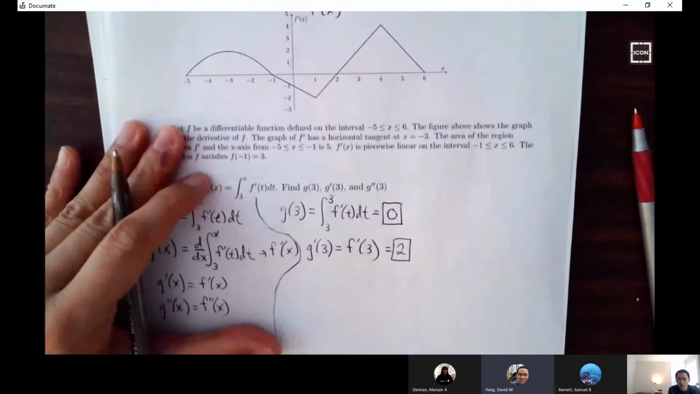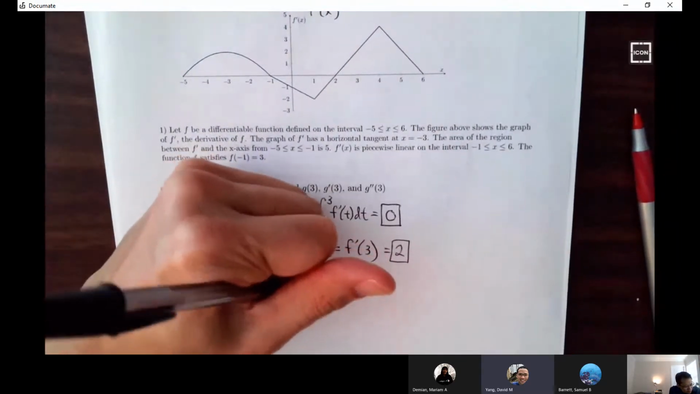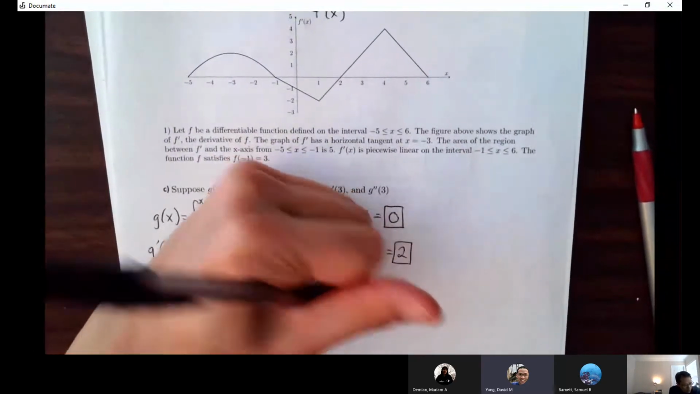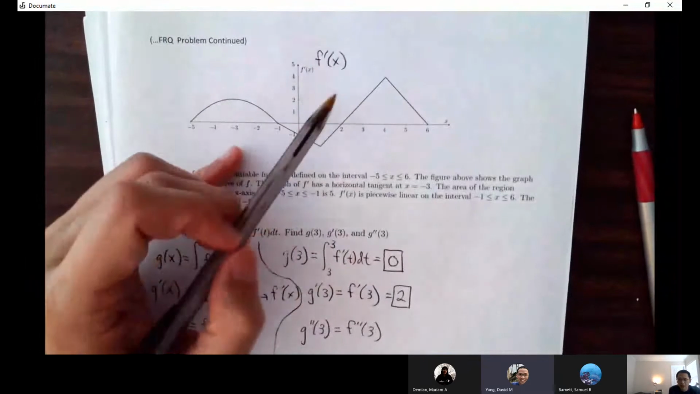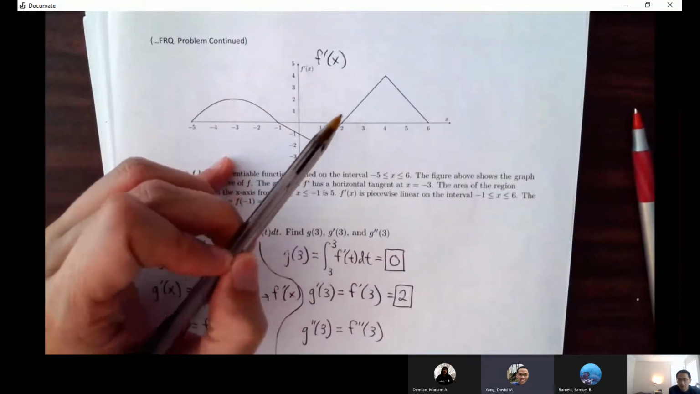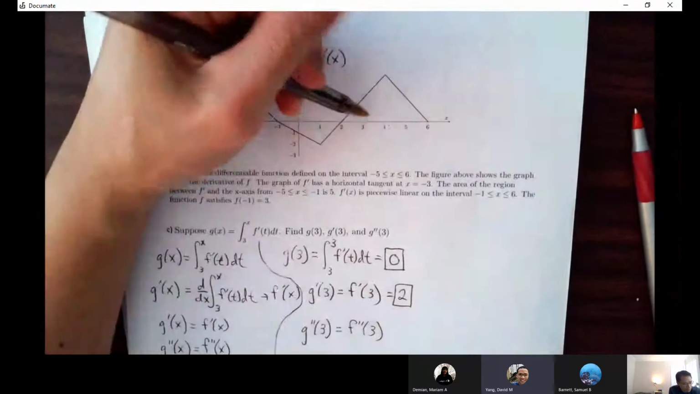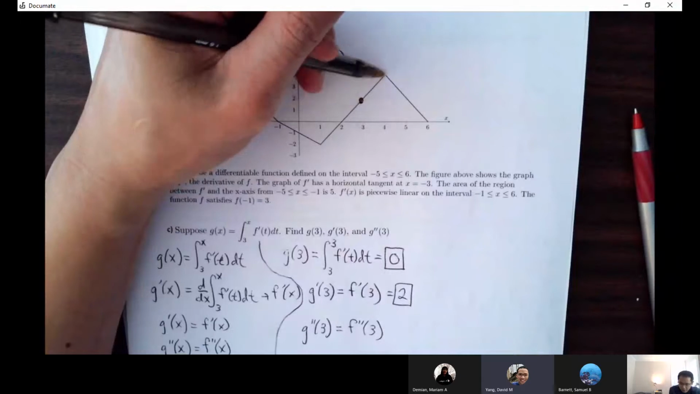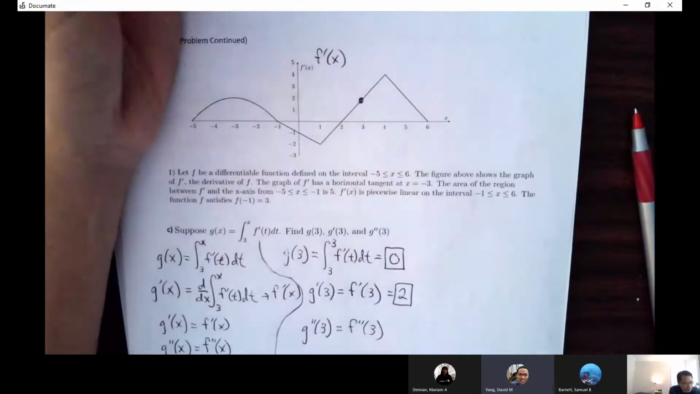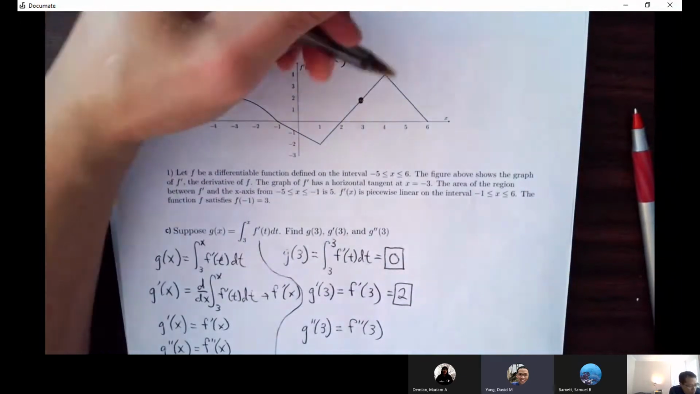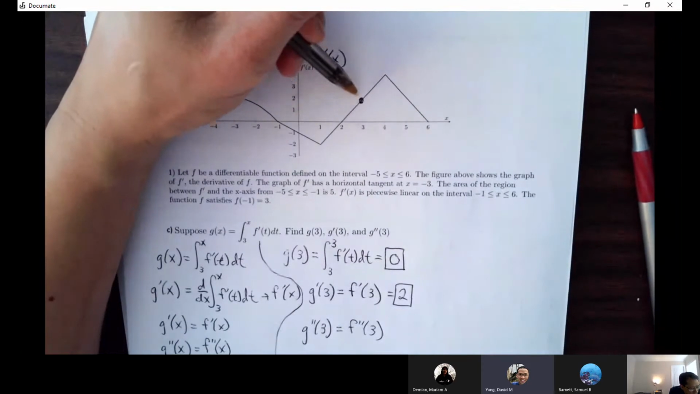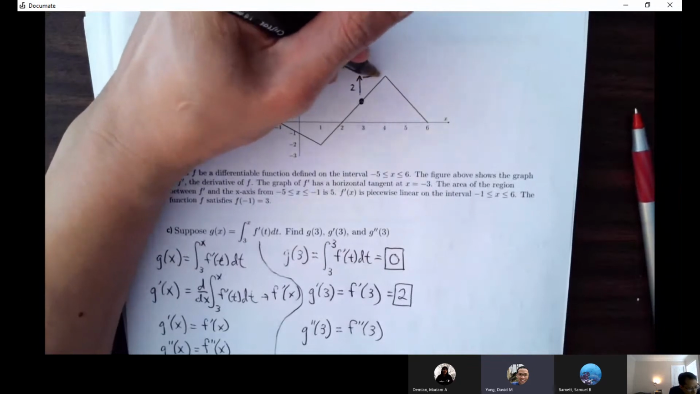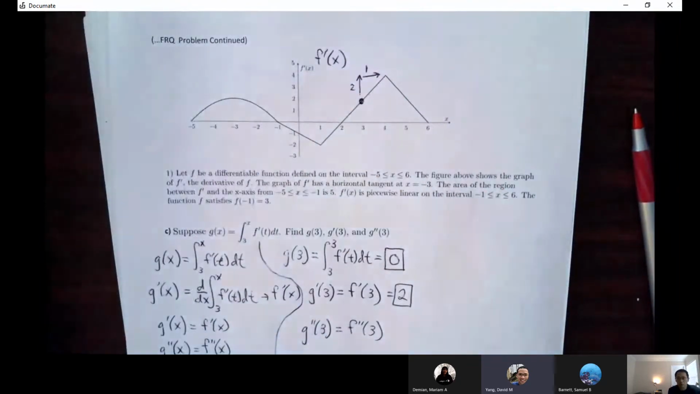And now we want to find g double prime of 3, which is f double prime of 3. And if this is the f prime graph, then f double prime must be the slope, right? And so the slope of this f prime graph at 3 is just whatever the slope of this line is. If I know that I'm starting at 2 and I'm going up to 4, so that's up 2 units over 1, that's the slope of 2.